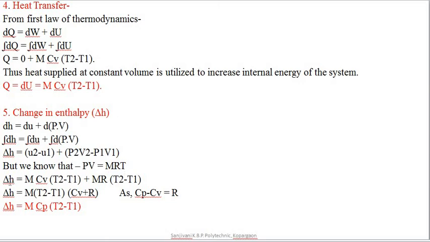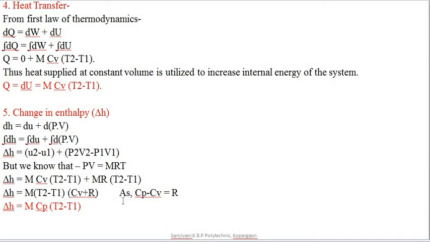So we can write delta H is equal to mCv (T2 minus T1) plus mR (T2 minus T1), because P2V2 is nothing but mRT2 and P1V1 is mRT1, so with mR constant it becomes mR (T2 minus T1). Therefore this formula becomes delta H is equal to m (T2 minus T1) (Cv plus R). Now Cv is the specific heat at constant volume, and R is the characteristic gas constant.